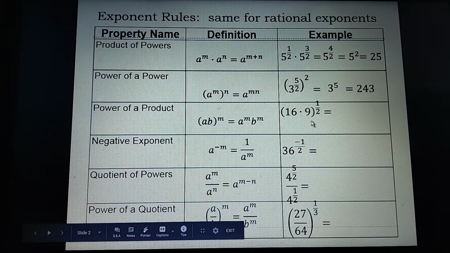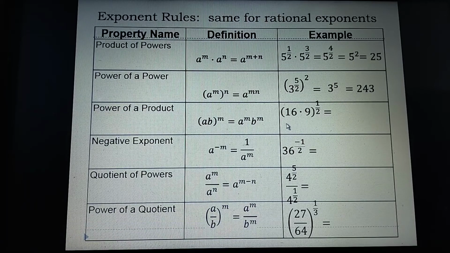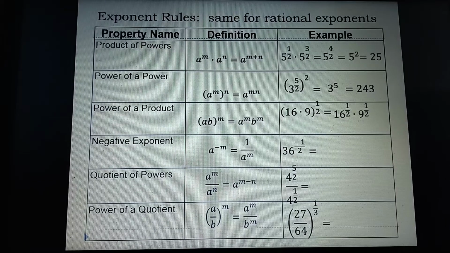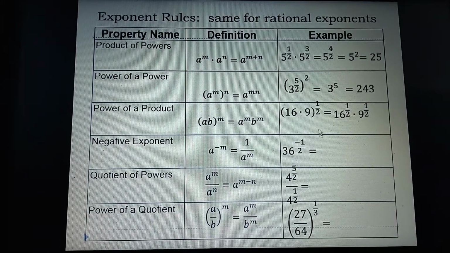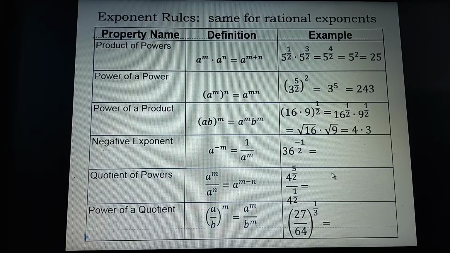Okay, 16 times 9 to the 1/2. We're going to distribute the 1/2. Now, you should know, like that's just something that you should memorize, is that 1/2 is the same as square root. 1/3 is the same as the third root. 1/4 is the same as the fourth root. So this becomes the square root of 16 times the square root of 9. You know the square root of 16 is 4, the square root of 9 is 3, and then 4 times 3 is 12.